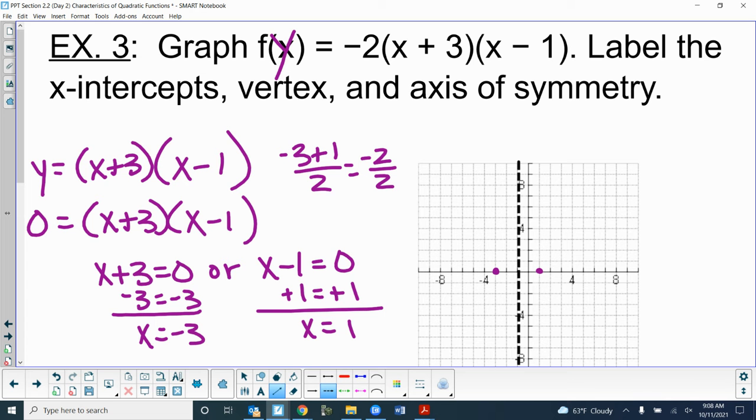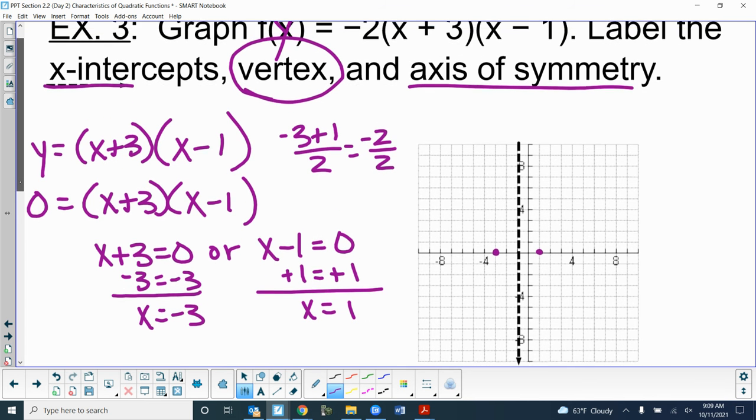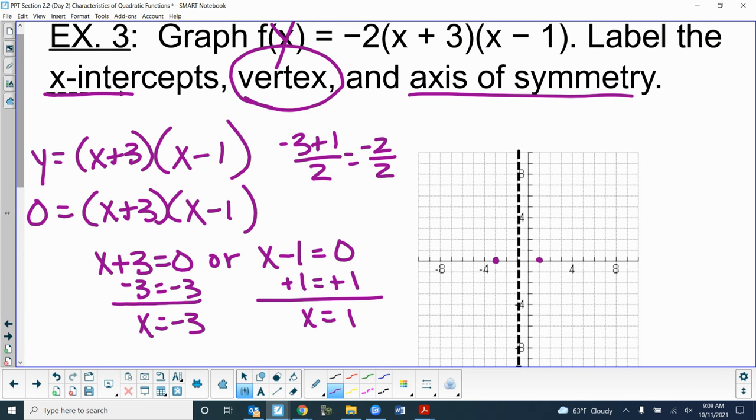So, I found the x-intercepts. Go back to the pen, right? Found the x-intercepts. We found the axis of symmetry. We've got to find the vertex, right? Does this open up or down? It's going to be down, right? Okay? Because my a is negative 2, right? So any ideas on how I can find that vertex?